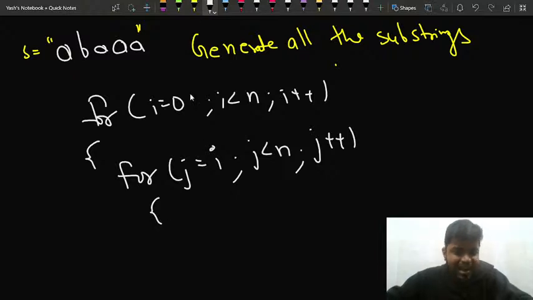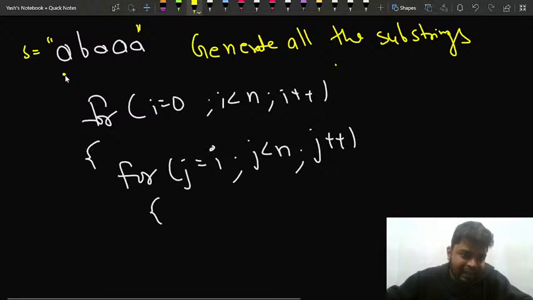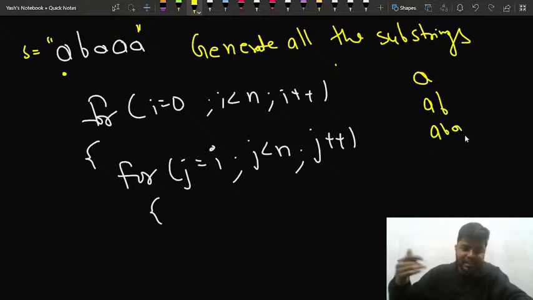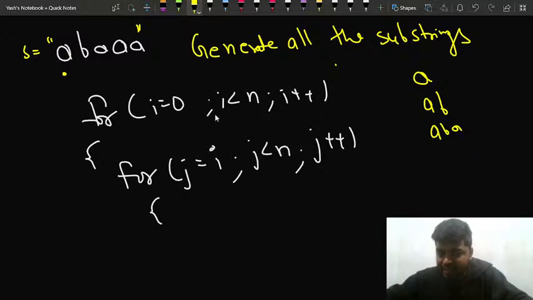And after this, like I said, if i is 0, j is 0, then you have A. If i is 0 and j is 1, in that case, you will have AB. If i is 0 and j is 2, in that case, you will have ABA, right? Can you see how we are generating the substrings? Like this.